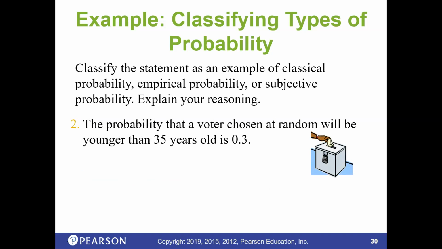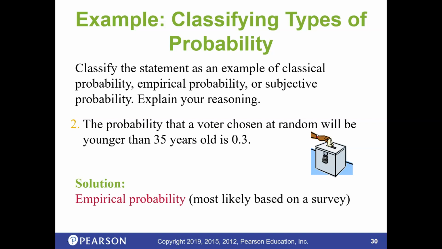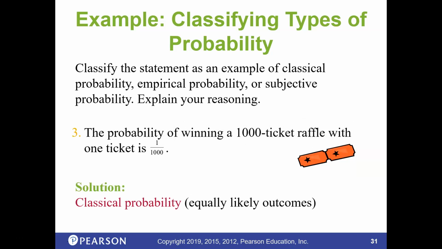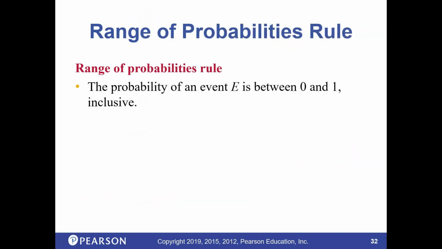The probability the voter chosen at random will be younger than 35, we would use empirical. We can look at data that we've collected and see what proportion of people under 35 are voting generally, and we would estimate that. Okay. Here, the probability of winning a 1,000-ticket raffle is 1 out of 1,000. That is classical. You have one ticket. There's 1,000 of them. It's a 1 in 1,000 chance that you could win.